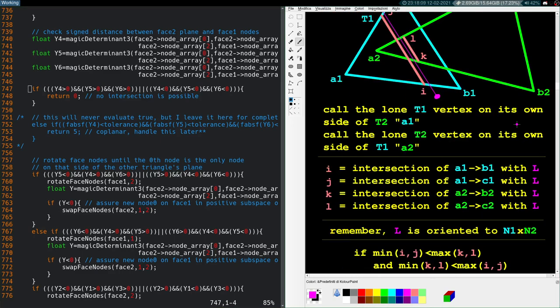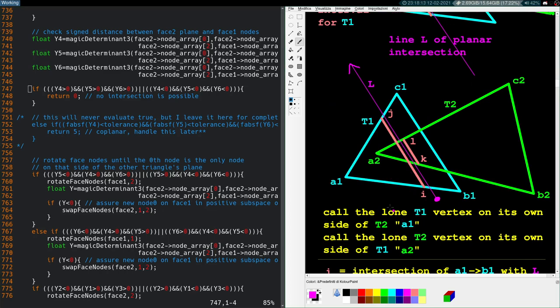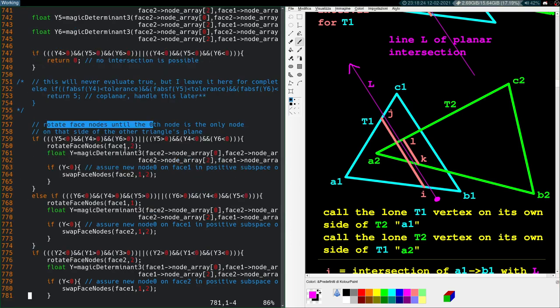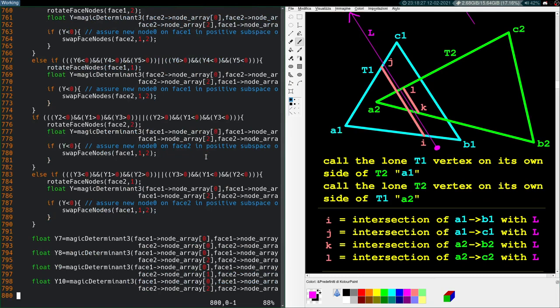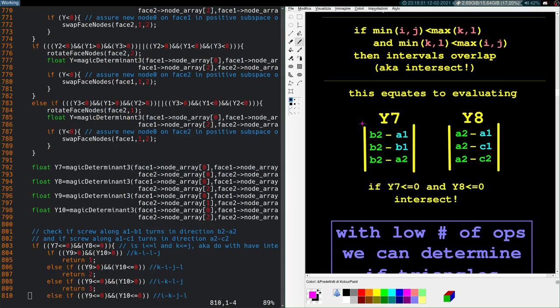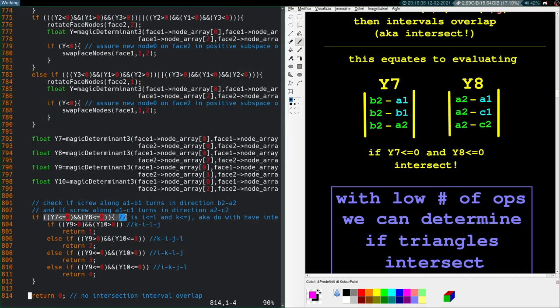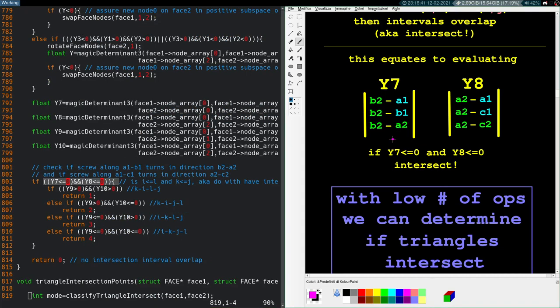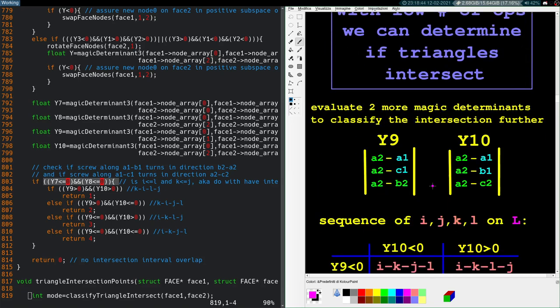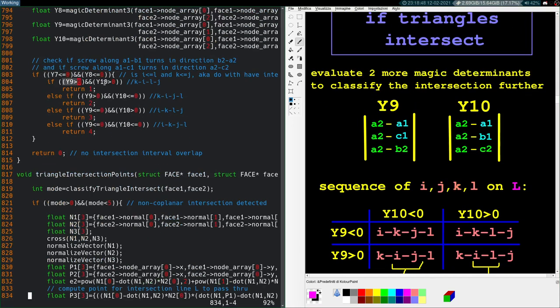Then what we do is we rotate, like I said before, around these vertices, A1, B1, C1, and A2, B2, C2, to make sure that only the 0th node is on that side of the other triangle's plane. Very simple. Then we evaluate some determinants here to do that. Finally, we talk about Y7, Y8, 9, and 10. Y7 and 8 are used to compute if we have intersection at all. So if we have an overlap of our interval intersection, if they're both less than 0, we do. And then we can check 9 and 10. And if they're different combinations, we have different return values, 1, 2, 3, and 4. Again, they correspond with different sequences of those points, K, I, J, and L, on the interval of line L here.